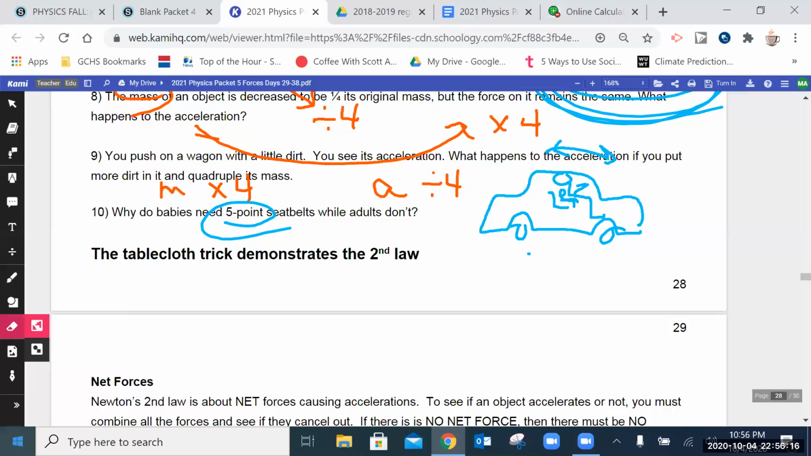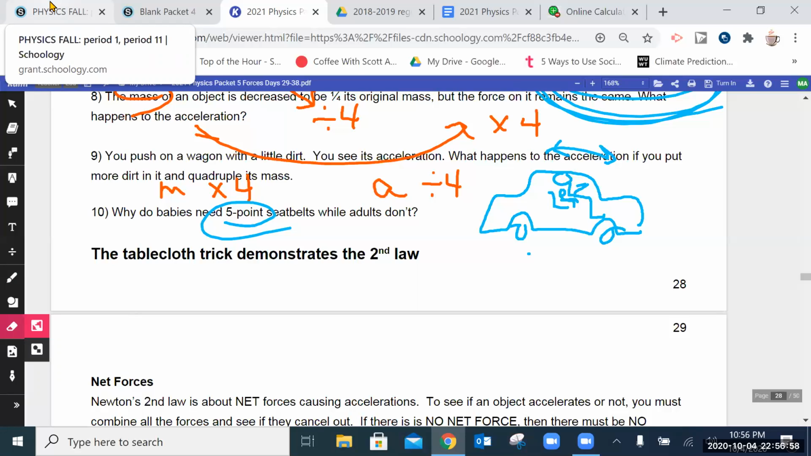Okay, I assume that you have now watched the video. And to explain it a little bit more, here we go with applying Newton's second law to the tablecloth trick. We're applying the idea of F equals MA. So if we have a very little force of friction between the tablecloth and the plates, that means it will have a very small acceleration of the plates. And so you want to use a very smooth tablecloth.